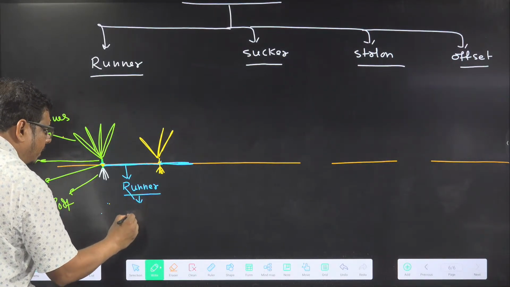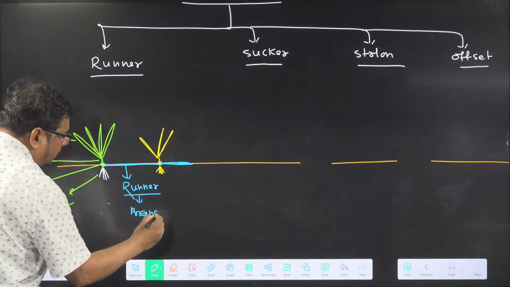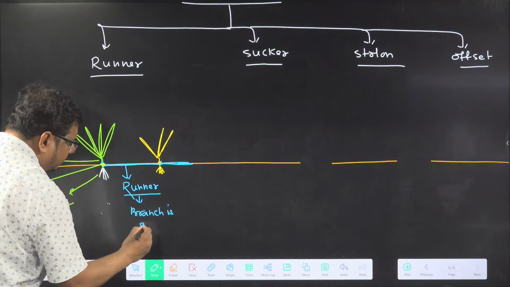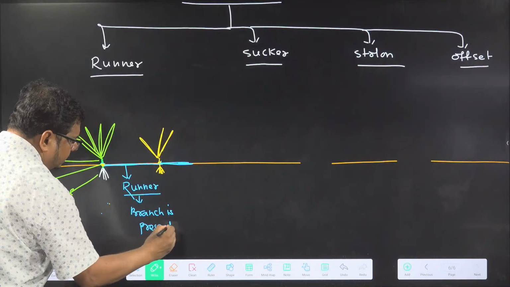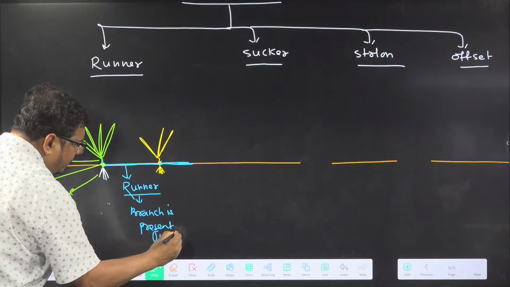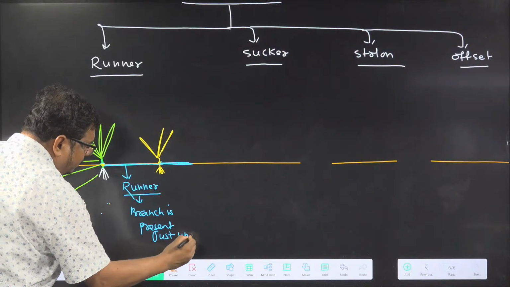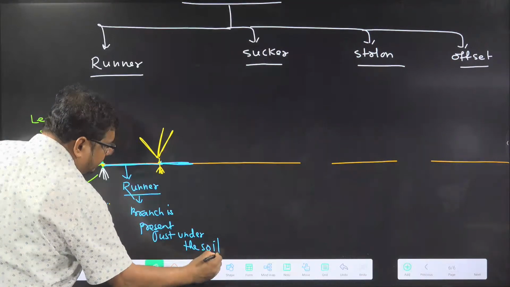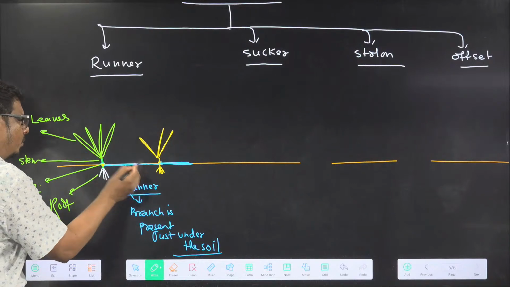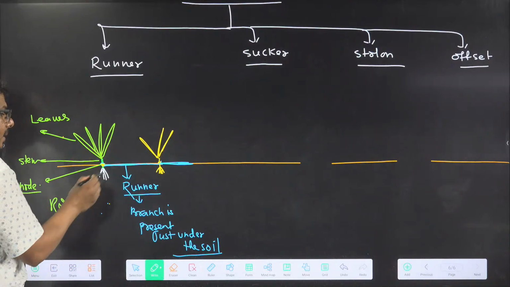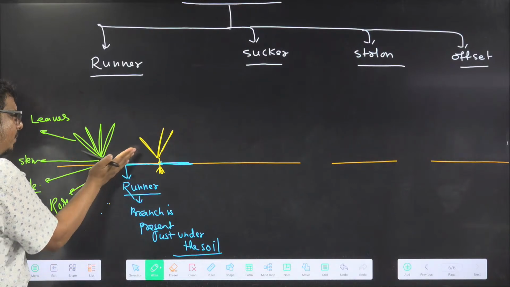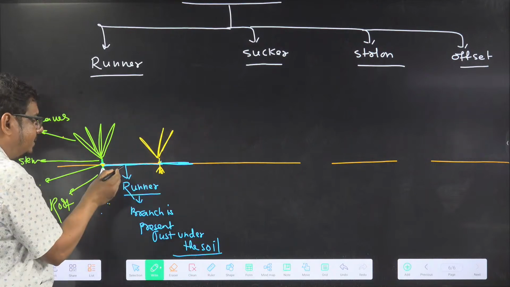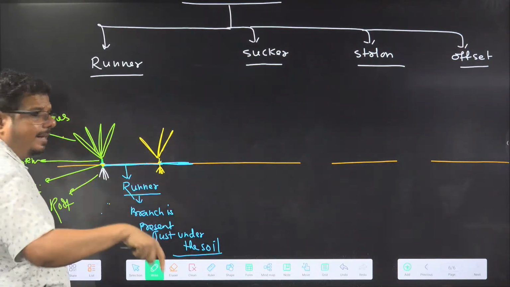So this branch is present just under the soil, not much under, just under the soil. And that is the reason NCERT wrote underground branches. If you remove some dust layer, you can see these branches. It is not very underground.